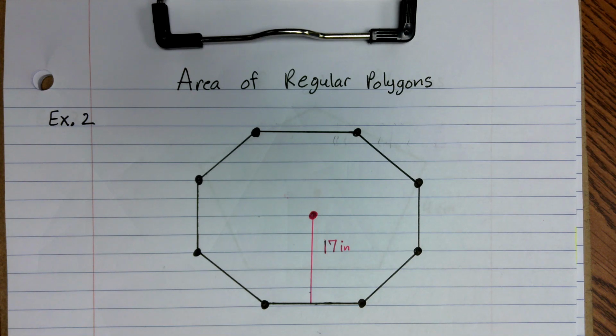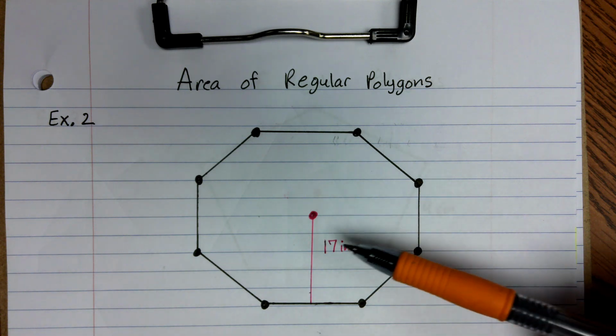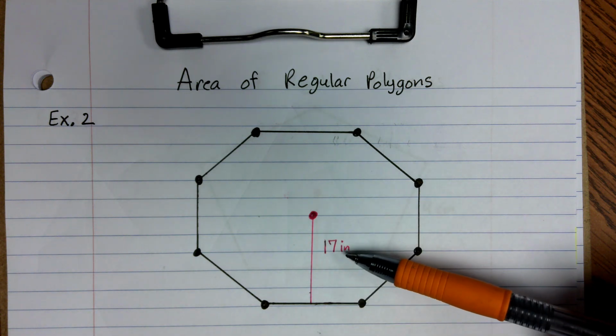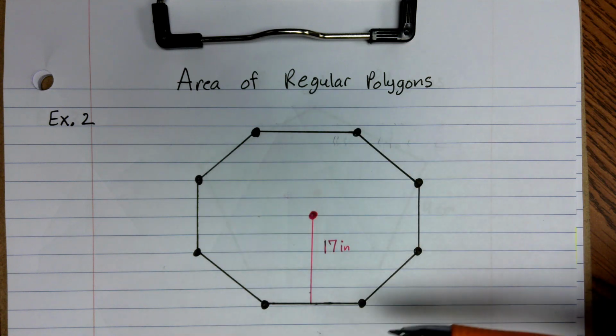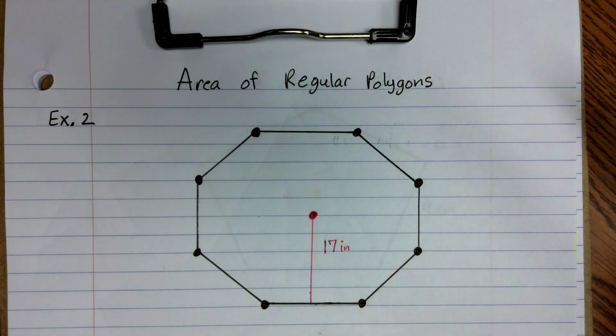In this video, we are going to be finding the area of a regular polygon that does not give us the side length. All they give us is the apothem. And you can see that right here in the center. We have this apothem value, and it is 17 inches. Now, because this is a regular polygon, there's a trick we can use to figure out what the side length is. And I'm going to show you how to do that right quick.